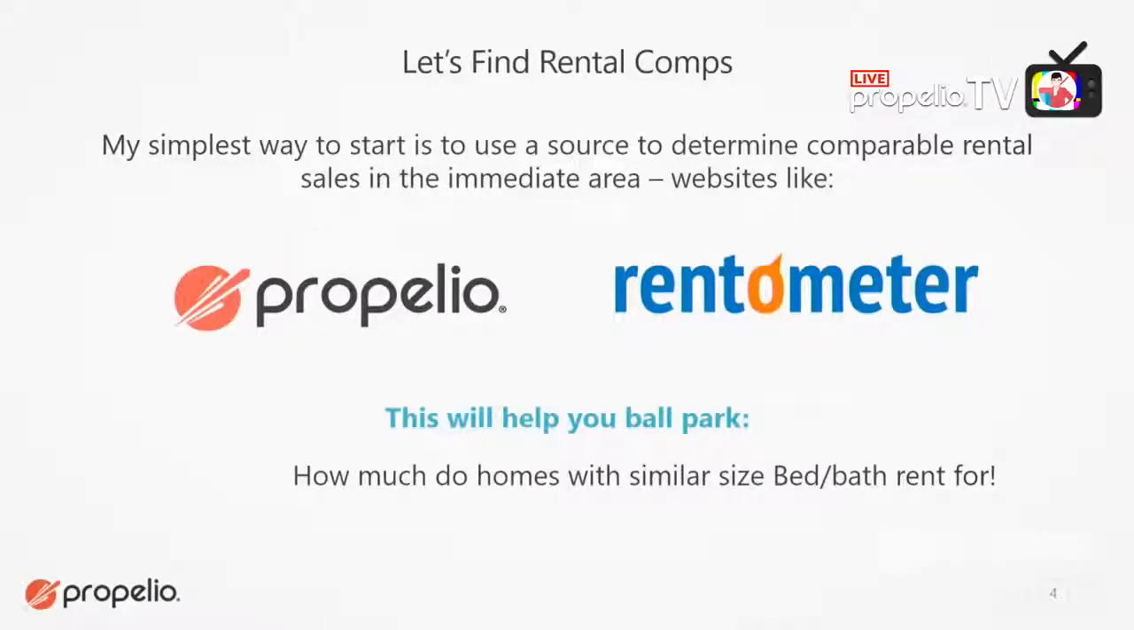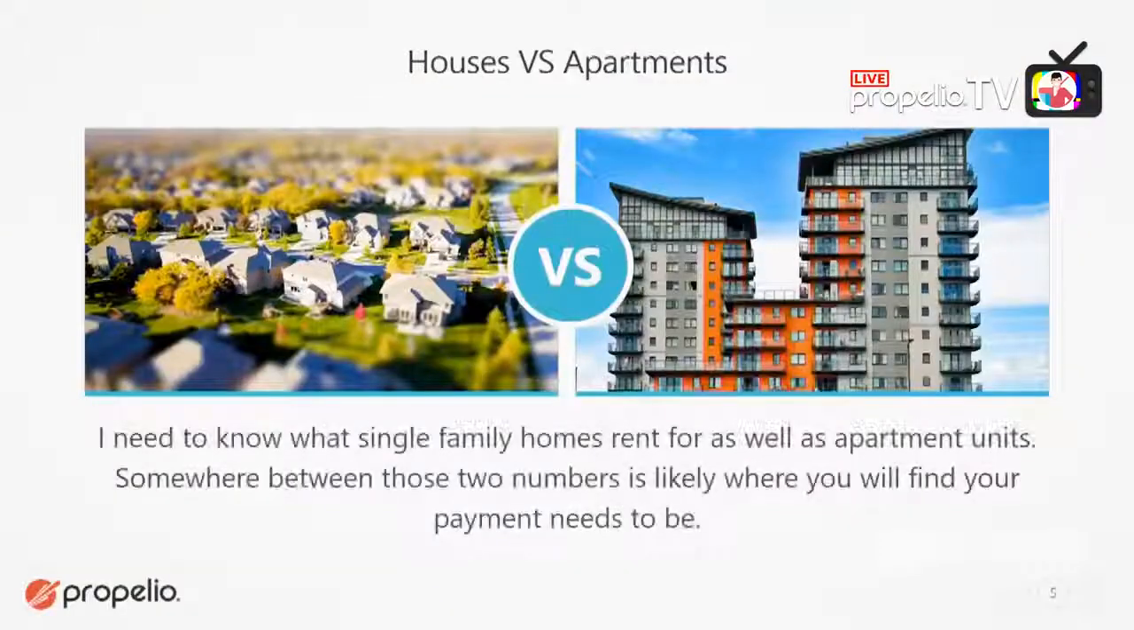And I'm going to go through this a lot in this class because it's probably one of my most important numbers. So in my specific submarket, let's say my mobile home park is in 76013. Well, what do other homes and apartments in 76013 rent for on average? That's going to be a good thing for you to figure out. Let me explain why. Okay, houses versus apartments.